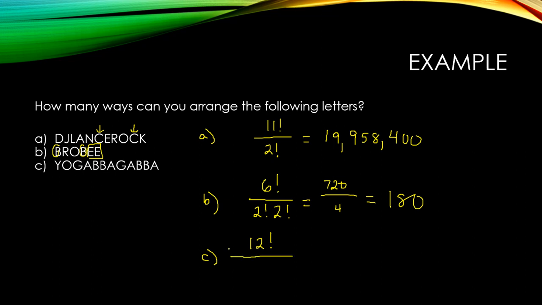So 12 factorial. The Y's don't repeat, nor do O's, but we do have 2 G's, so 2 factorial. We have 4 A's, so divide by 4 factorial for the A's, and 4 B's. Divide by 4 factorial for the B's. And from here, you can work it out. You can do it in 1 step on your calculator, which I'm going to do in this case. Or you can do it in 2 steps, whatever you need to do. But in the end, we should all come to 415,800.